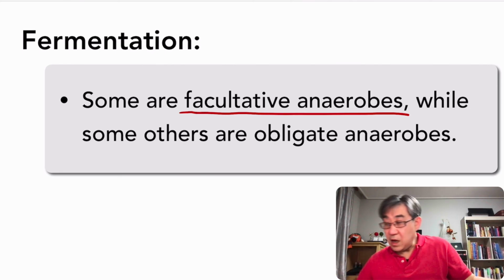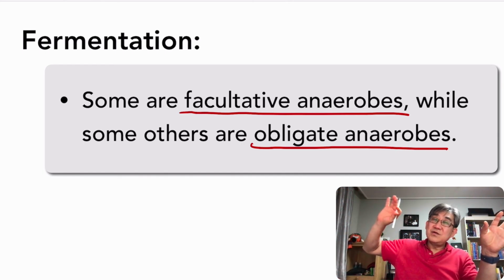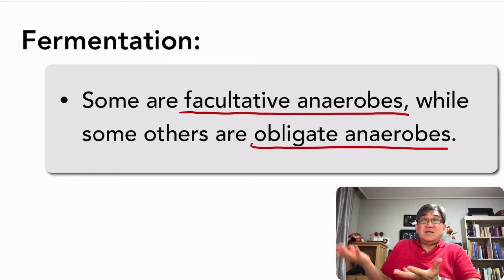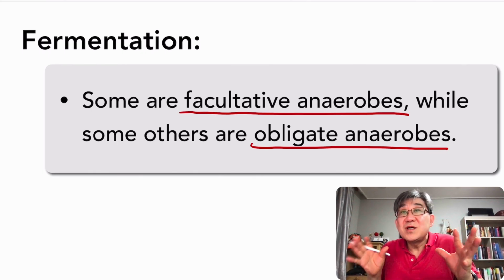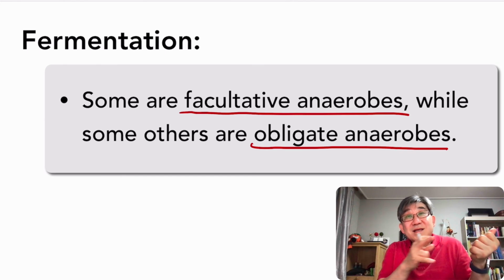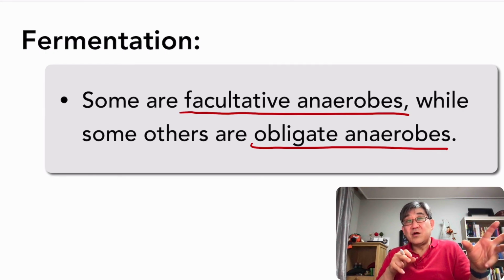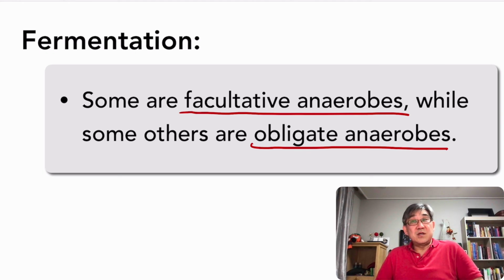And some other microorganisms are obligate anaerobic. To them, oxygen is somehow toxic. They say, I don't want to do anything like electron transport or oxygen involving things. I'm just happy to produce my small amount of ATP only with glycolysis and fermentation. A lot of microorganisms are obligate anaerobes. A lot of the microorganisms living inside of our guts may also be obligate anaerobes. So a lot of those microorganisms like bacteria are obligate anaerobic microorganisms.